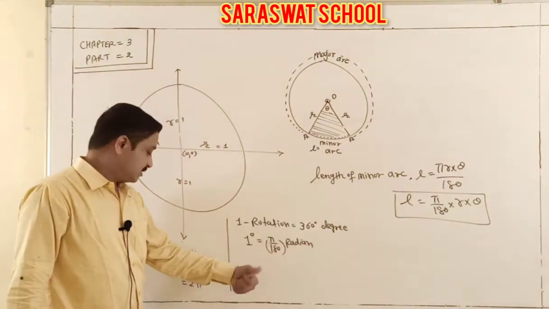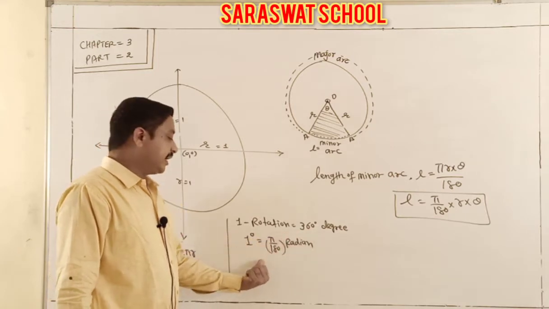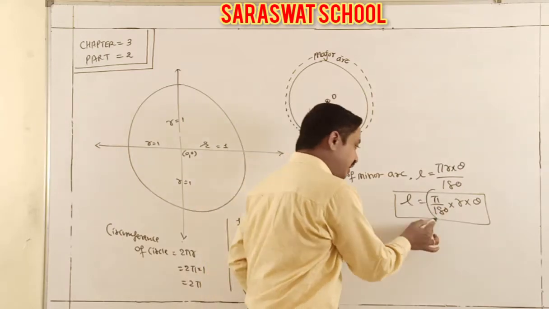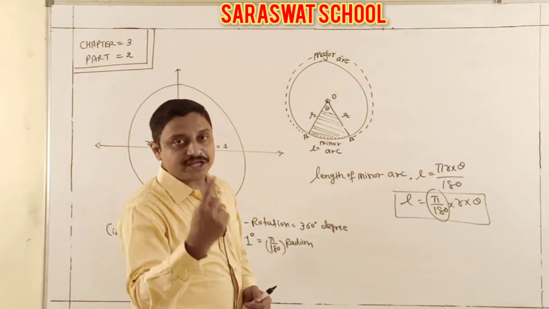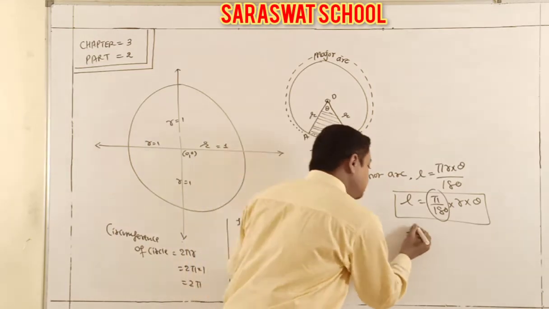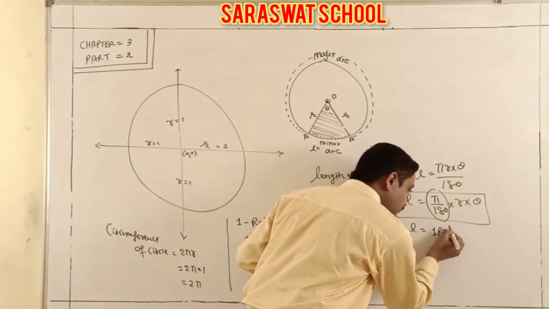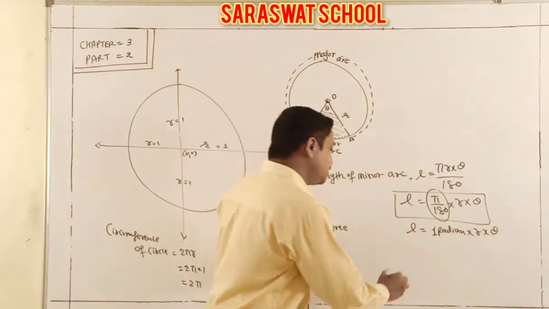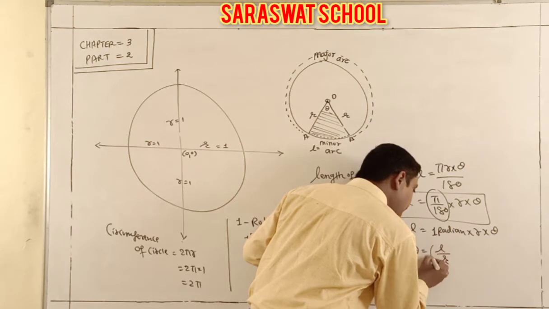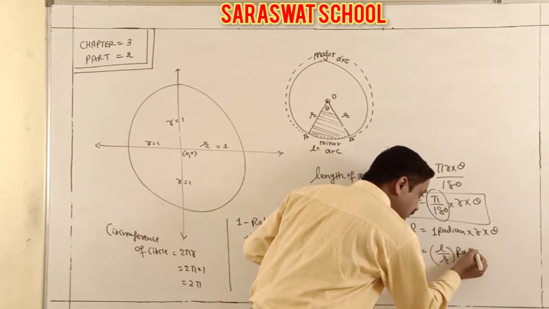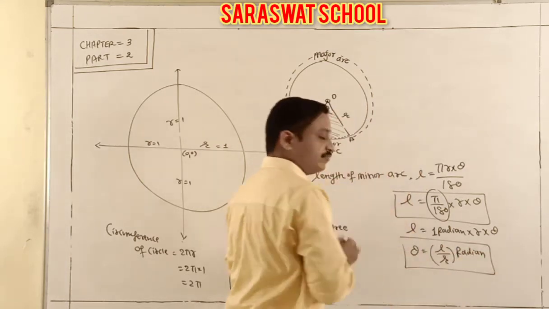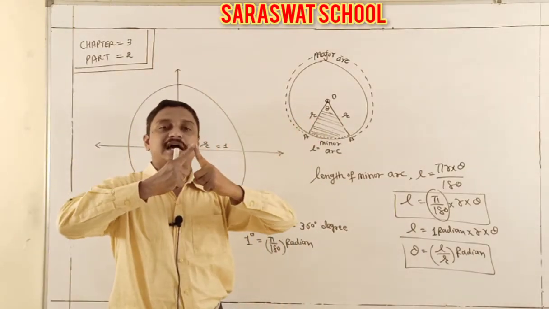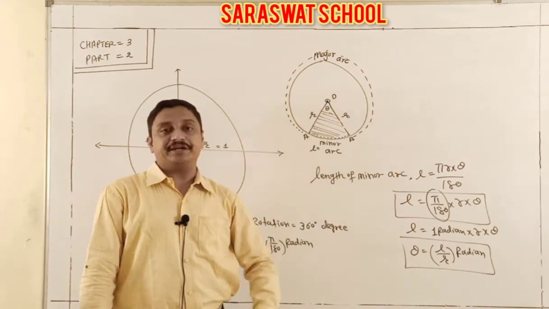How is it defined? Already known 2 pi and 360, and then 1 degree is converted to pi by 180 radian. So here this pi by 180 I just consider as 1 radian. Yes students, so l is equal to 1 radian and r into theta. Finally, your theta is equal to l by r radian. And this is the property for this minor arc making an angle theta at our center.